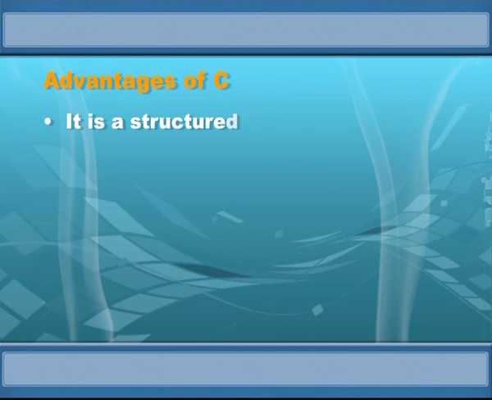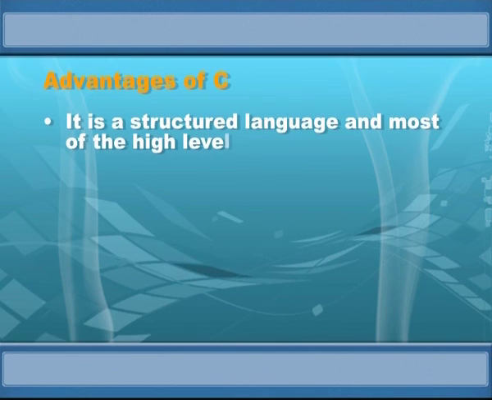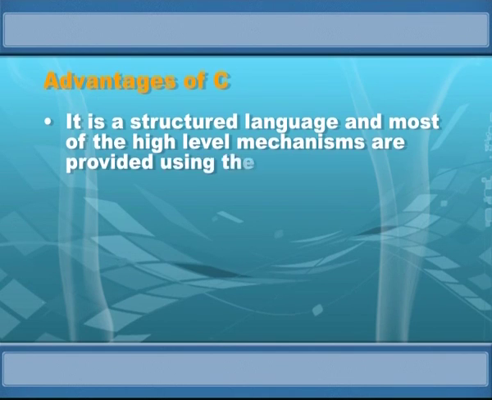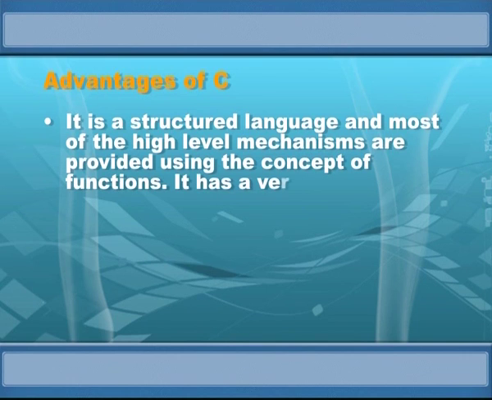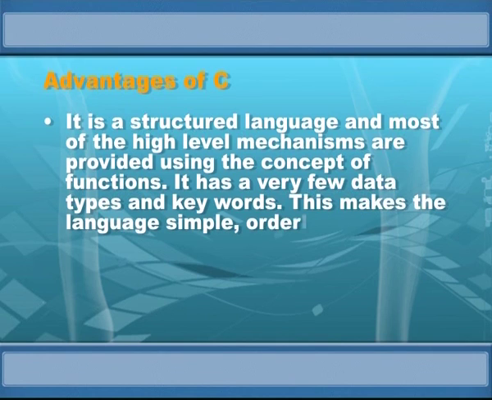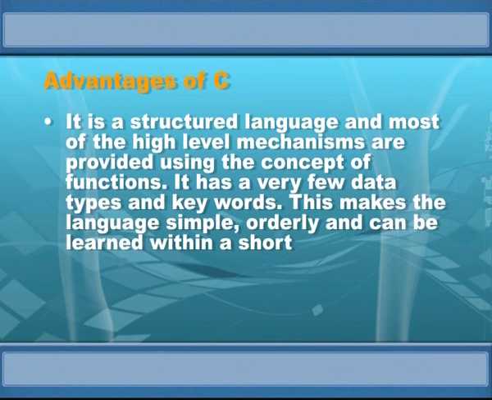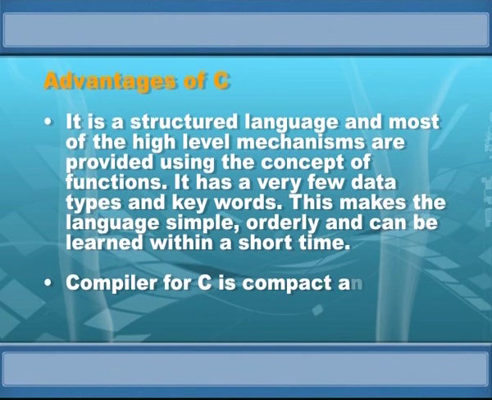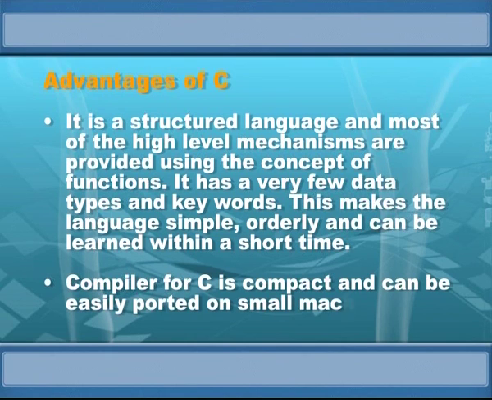Advantages of C. It is a structured language and most of the high-level mechanisms are provided using the concept of functions. It has very few data types and keywords. This makes the language simple, orderly, and it can be learned within a short time. The compiler for C is compact and can be easily ported on small machines including PCs.